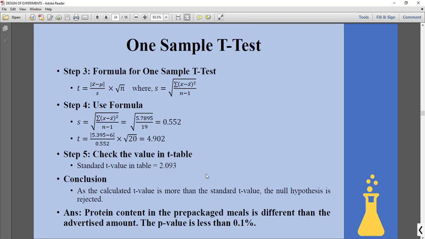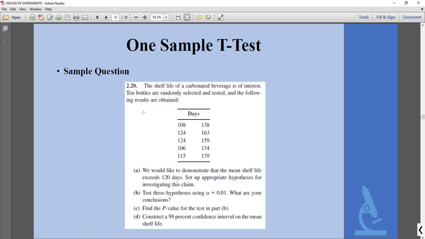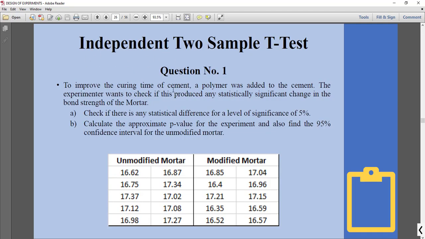So this was the second sum on one sample t-test. After this, we will solve this in tomorrow's lecture, and we will see these two sums in the next two videos. Okay. So thank you.